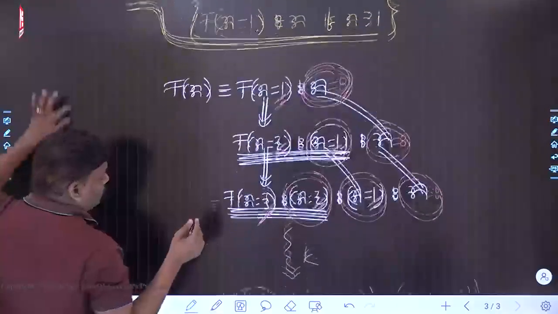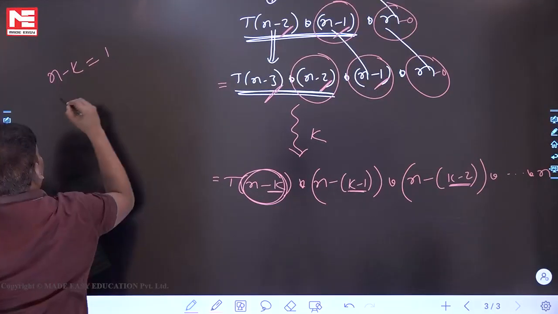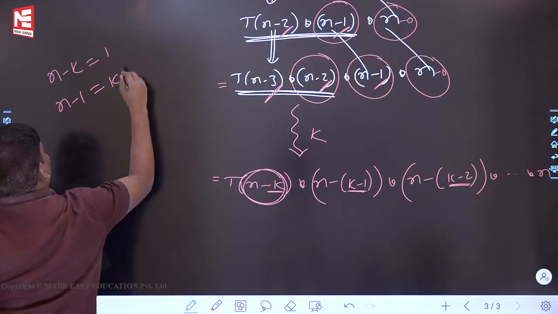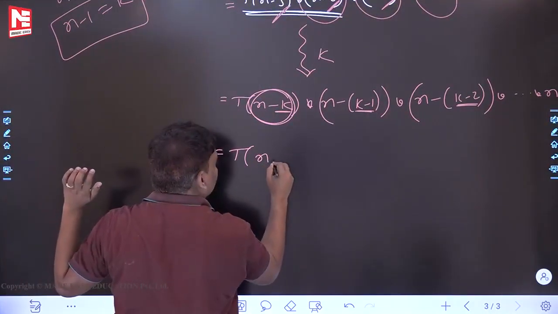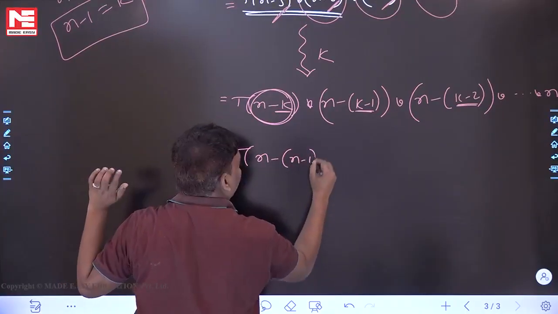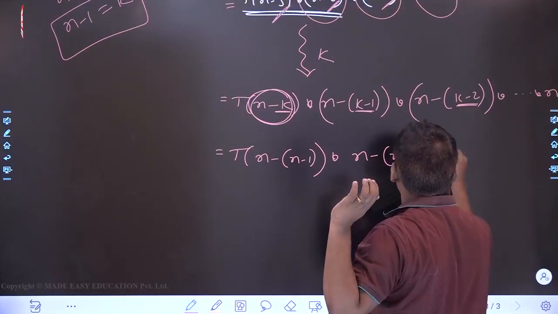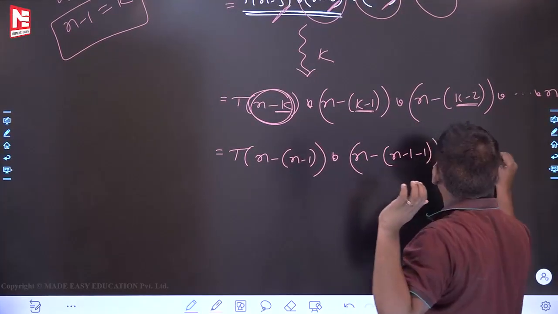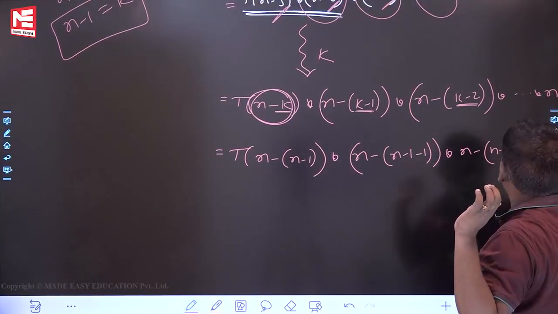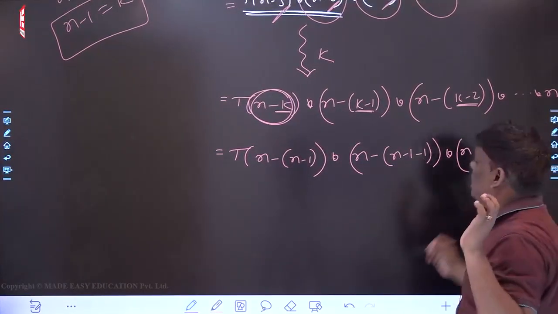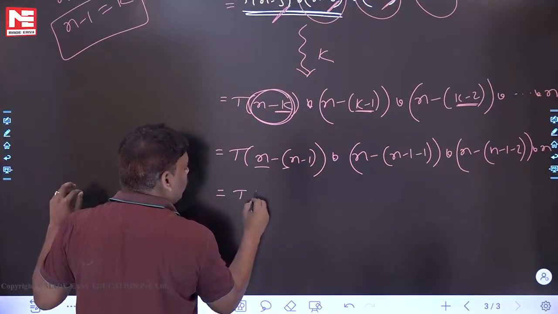If n is equal to 1, this value should be 1. Let me check here. n minus k should be 1. So finally, n minus 1 is equal to k. k is n minus 1. Substitute. So T(n minus k), what is the k? n minus 1. Into n minus 1 minus 1, next one n minus 1 minus 2, already there. It will continue until n. Now if you are really comfortable, cancel all the things, n minus n cancels, T(1) here.